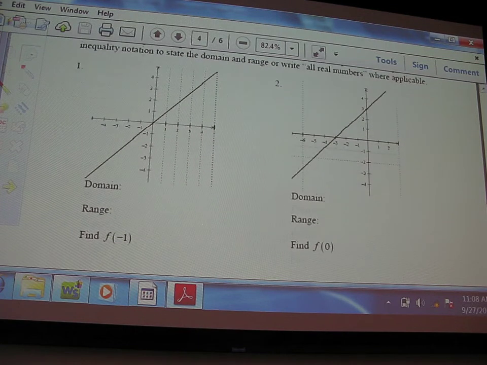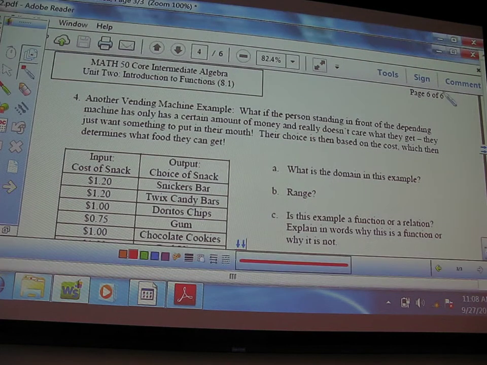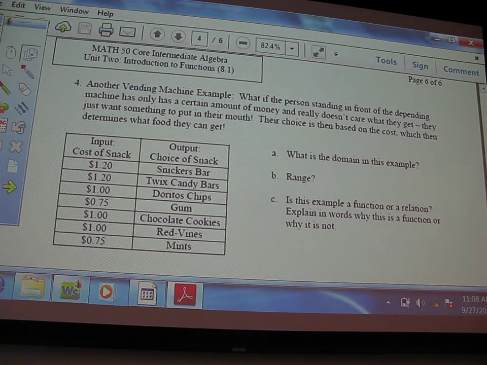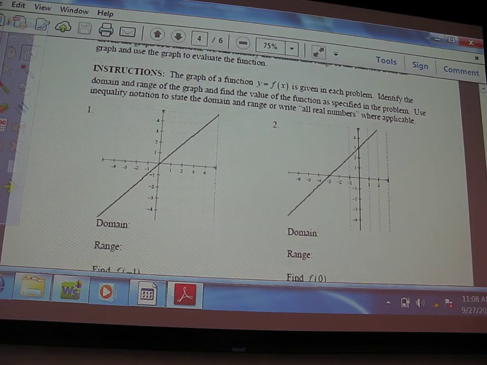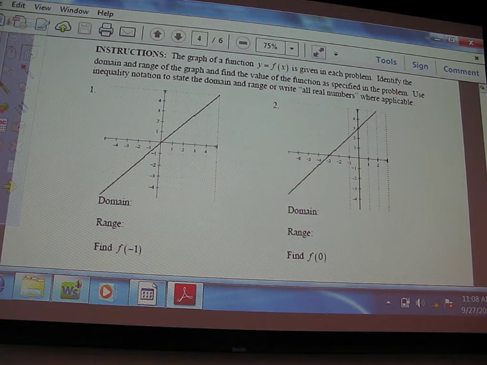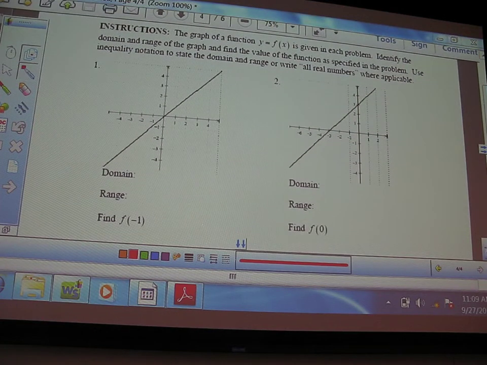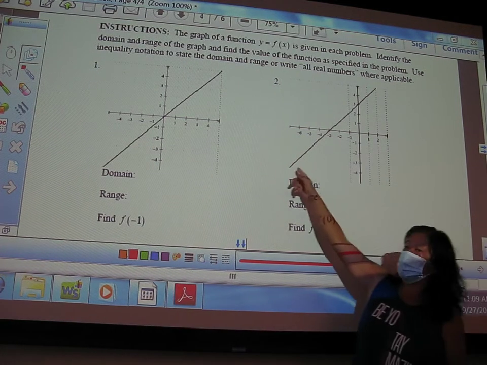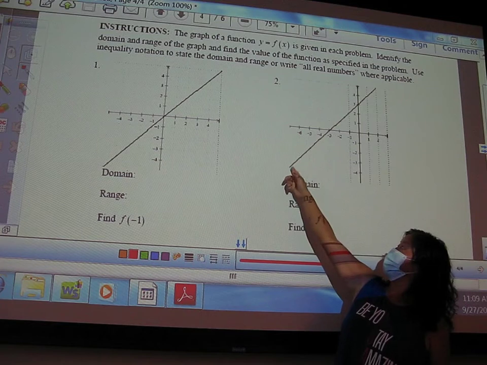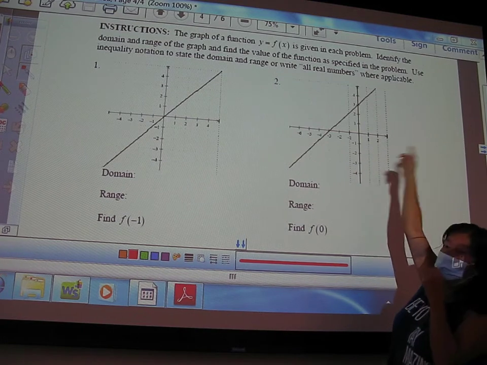So we're on page 6, C2, down below. Let's take a look. So here, we have a graph of a function. And remember, when this line goes off the page, that means it goes on and on forever in that direction. So this line is going to go on and on, down and to the left forever and ever. At the top, it's going to go up and to the right forever and ever.